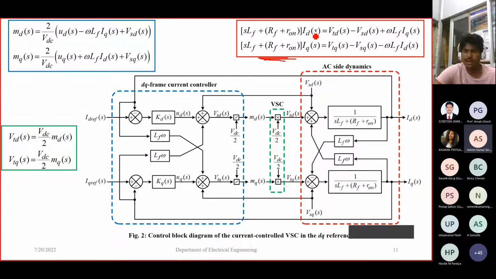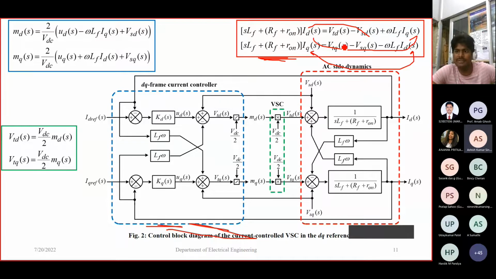So here there is coupling between ID and IQ. Similarly, IQ and ID. So there is coupling between the ID and IQ. First, we have to decouple this term. This is the main physical system. This is the control block. From this red box, you can understand the system dynamics.